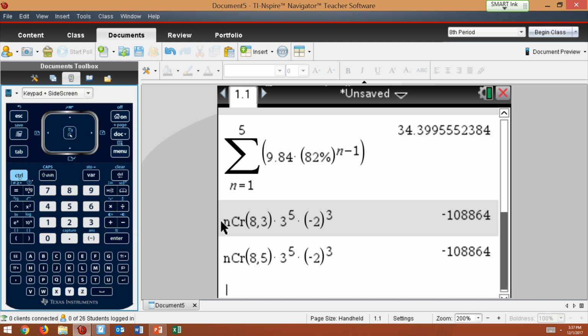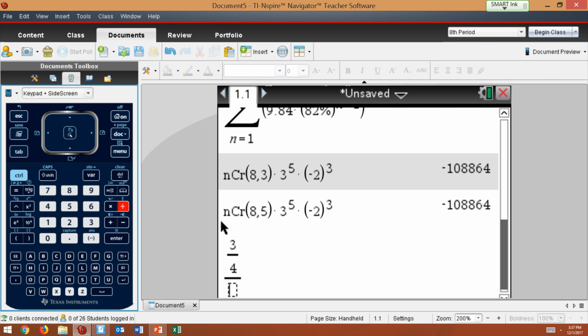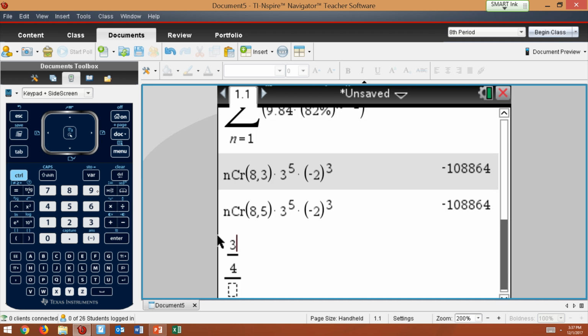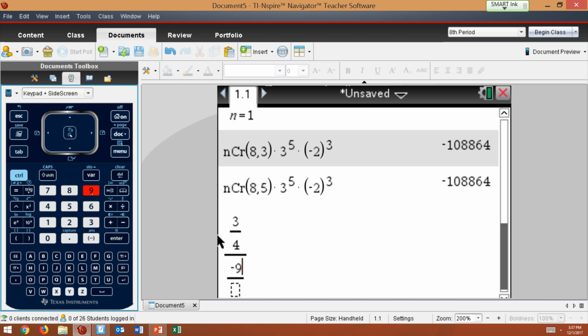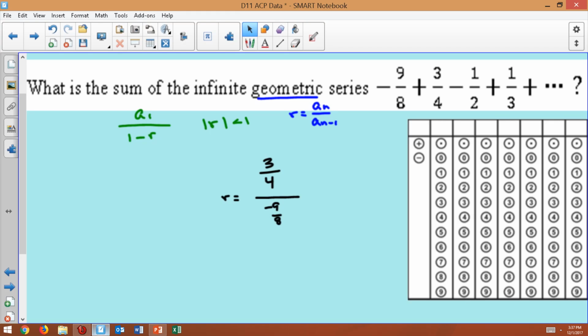So I'll do control divide of 3/4. Now I need to select the whole thing. Oops, if you go shift, there you go, select the whole thing. And now I'm going to divide that by negative 9/8. Let me get this down so I can see it a little bit easier. Down here, this needs to be divided by negative 9/8. Now, I want to make sure I did this correctly. It says it's negative 2/3.